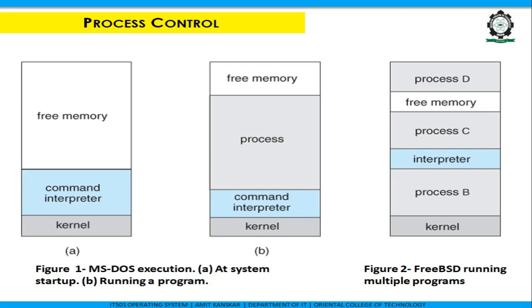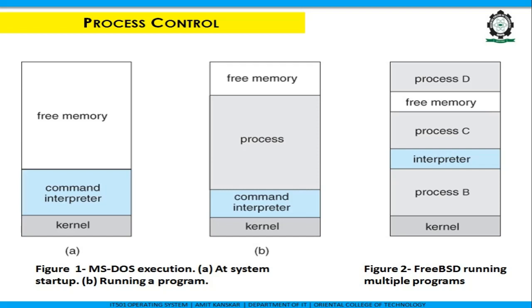The parent command interpreter normally waits for the child to complete before issuing a new command prompt, but in some cases it can also issue a new prompt right away without waiting for the child process to complete. The child is then set to be running in the background, or as a background process. FreeBSD running multiple programs is shown in the figure.